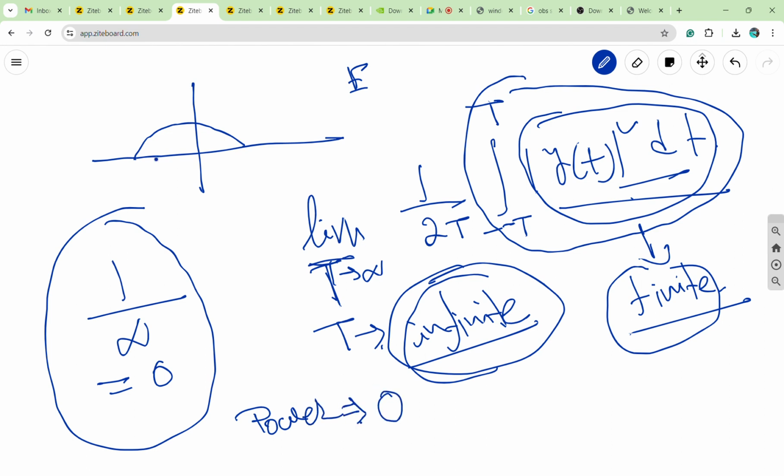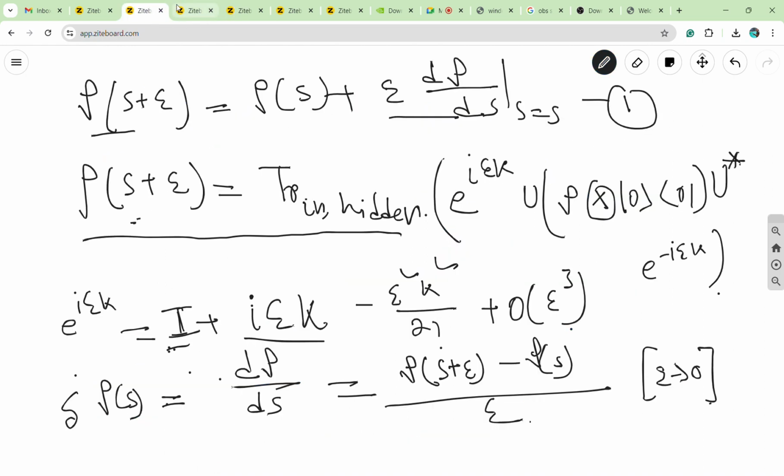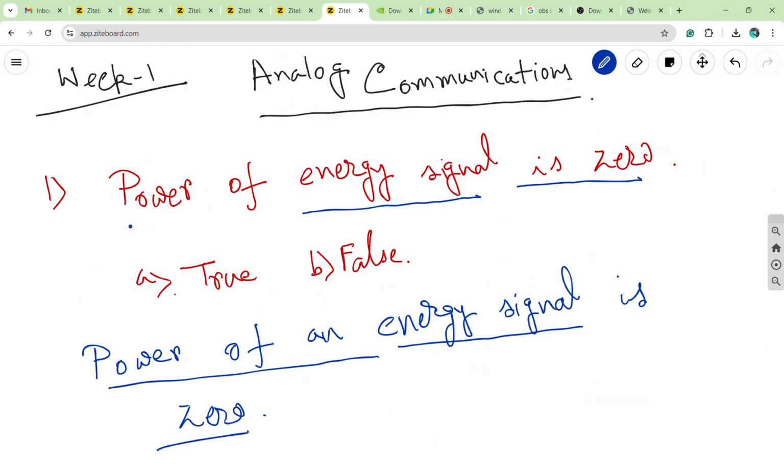But if this signal was not an energy signal, and was a power signal, in that case this whole integration term for each period will be infinite, because it repeats, then it also repeats. So it's not finite. The energy of this whole signal is not finite. So that's why, the power of an energy signal.